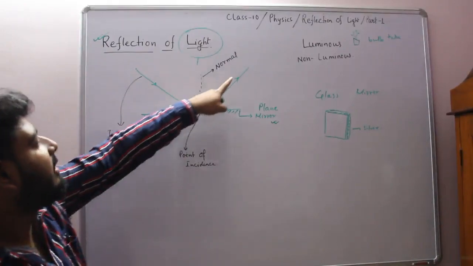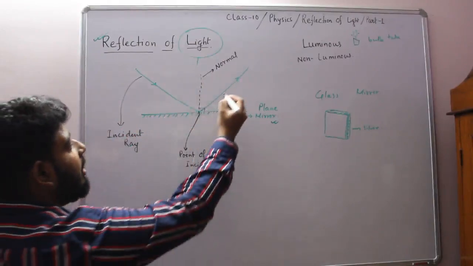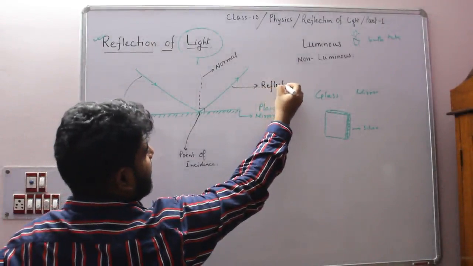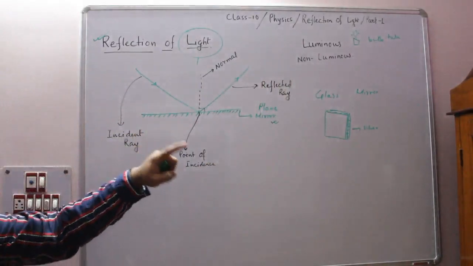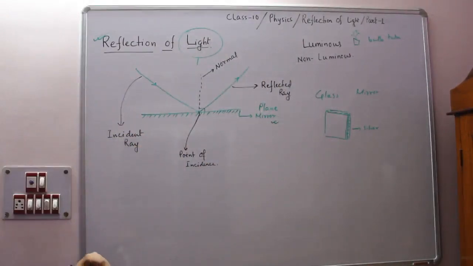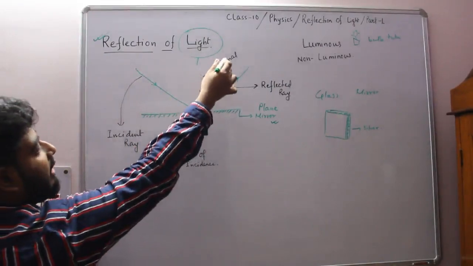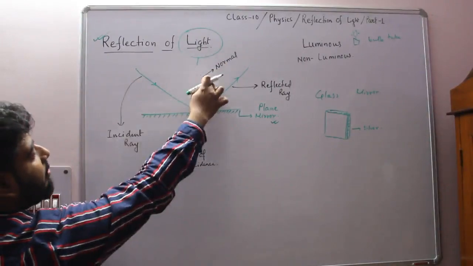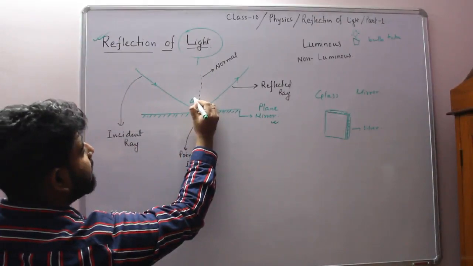So the ray that goes after reflection is called the reflected ray. Reflected, huh? Don't write refracted. It is the reflected ray. Understand? Now, this is called what? Incident ray. This is called what? Normal. And the angle between the incident ray and the normal is represented by angle I.